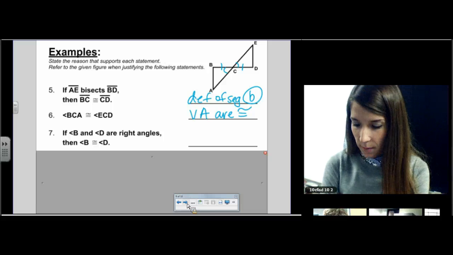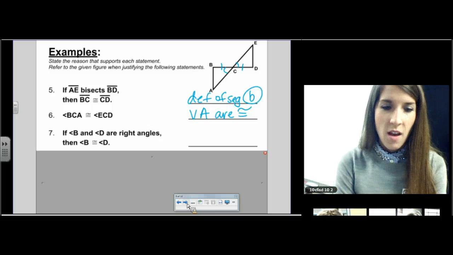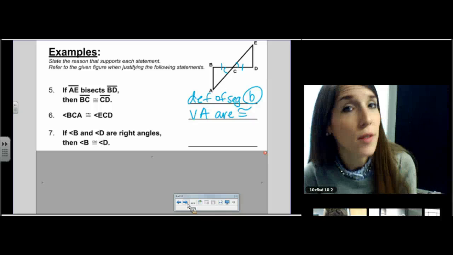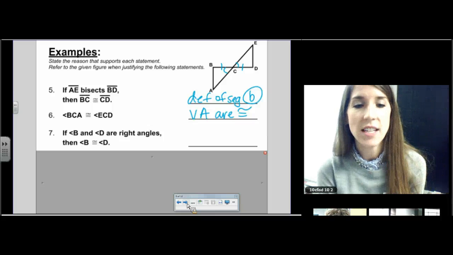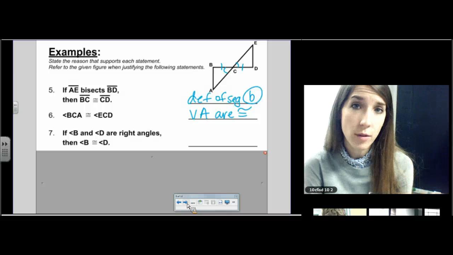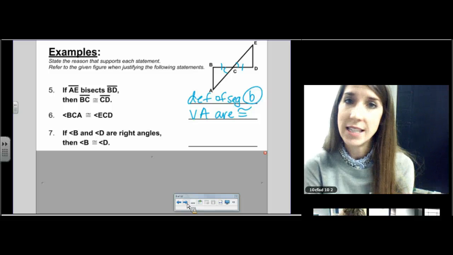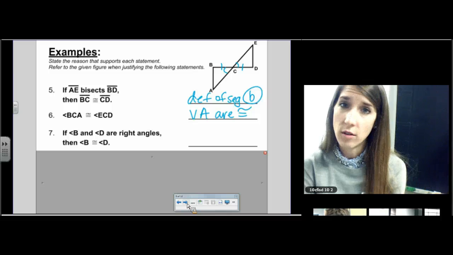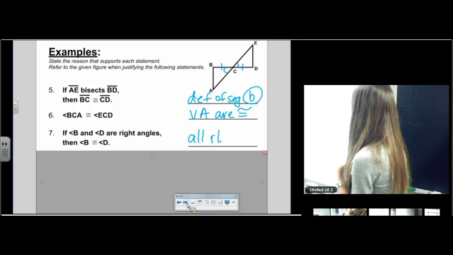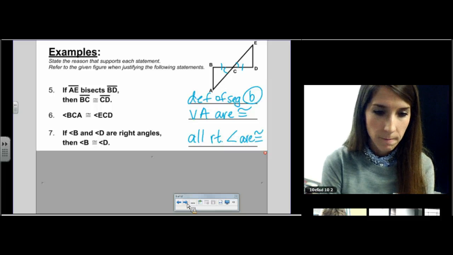Very nice job. Everyone go to number 17. What does number 17 say? All right, angles are congruent. It doesn't say definition of right angle, does it? Because that sentence is not saying that B and D are right angles. It's saying that because they're right angles, they're congruent. And that's different, and that's the hard part of this lesson, is finding out what that sentence is really trying to say. So the answer is, number 17, all right angles are congruent.